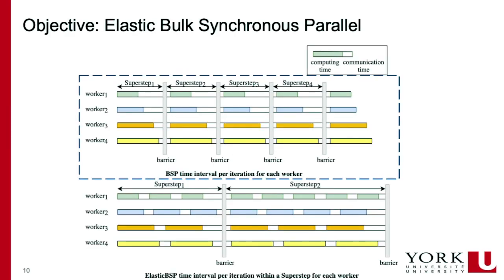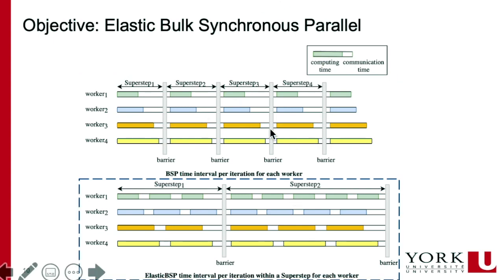Our method is built based on bulk synchronized parallel, BSP. In this example, we have BSP, and all the workers have to wait for each other at the end of each iteration, and we call this a super step. The barrier means the synchronization happens here, and the server will aggregate the gradients, update the weight, and send them back, and then a new super step will happen.